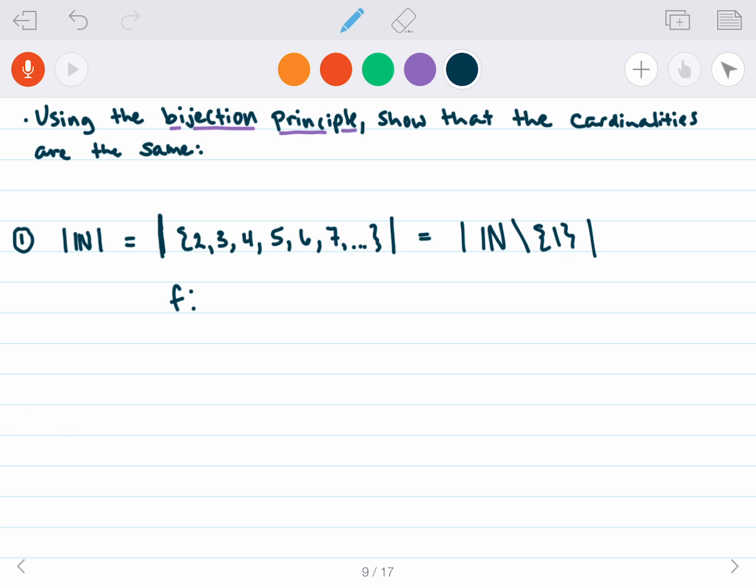And so we're going to define a function from the natural numbers to the natural numbers without 1. How are we going to pair all of these things up? If you put your N on top, we can see the pairing pretty clearly, I think. We're going to send 1 to 2, 2 to 3, 3 to 4, etc. So in general, we're going to send n to n plus 1.